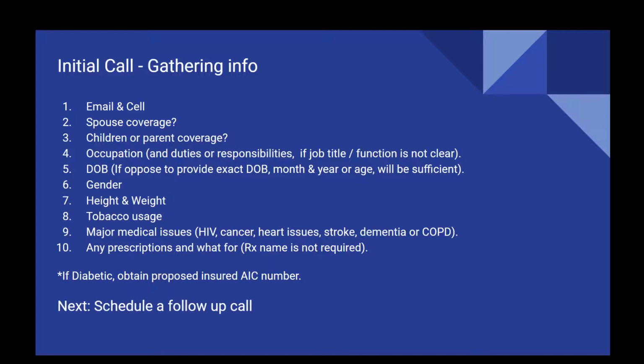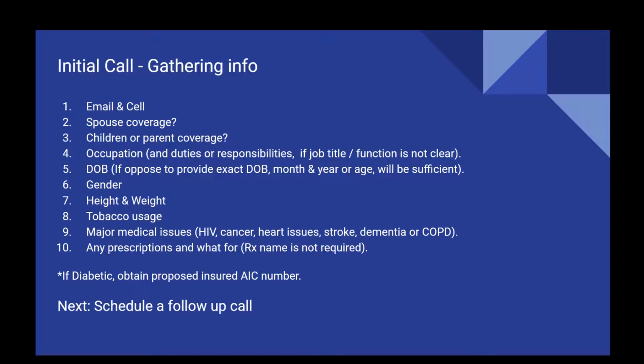I usually ask for the spouse, usually turning 1 policy or 1 quote into 2. We want to ask about occupation, trying to find out the risk classifications. The next thing that we have is date of birth. If they don't want to share the full date of birth, it's fine. Just have them say month and year or just the age. We want to know the gender.